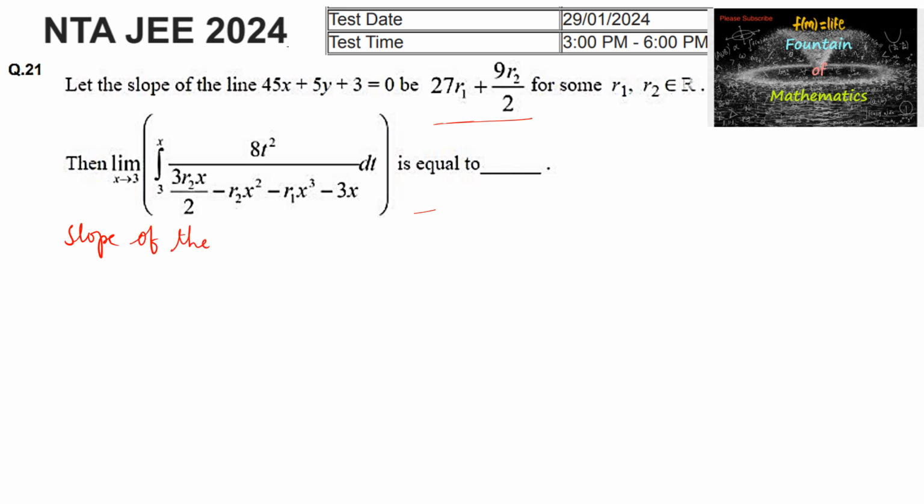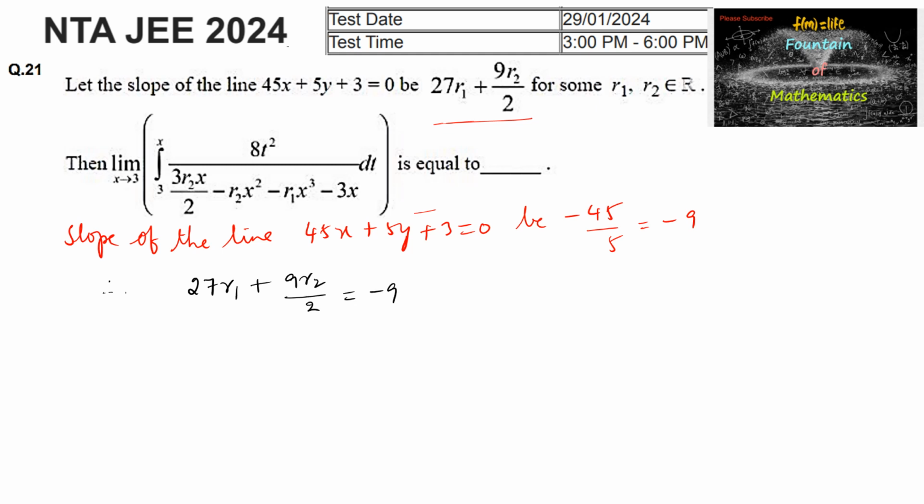Slope of the line 45x plus 5y plus 3 is equal to 0 will be minus 45 upon 5, which is equal to negative 9. So which is given, therefore 27 times r1 plus 9 times r2 upon 2 is equal to 9. Let us call this equation 1.